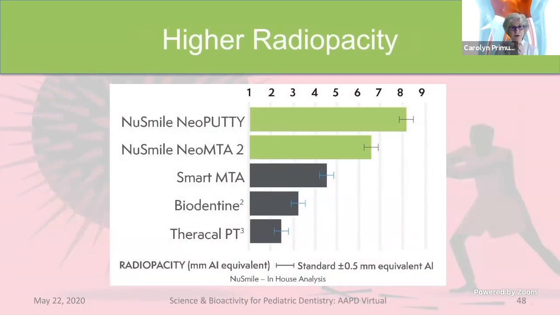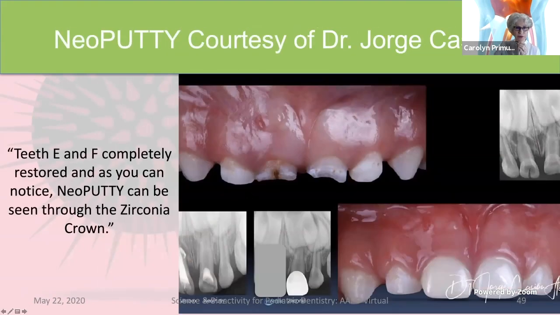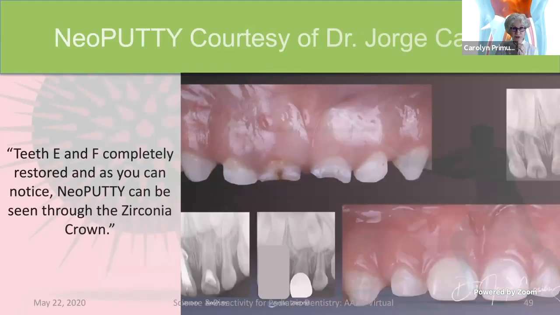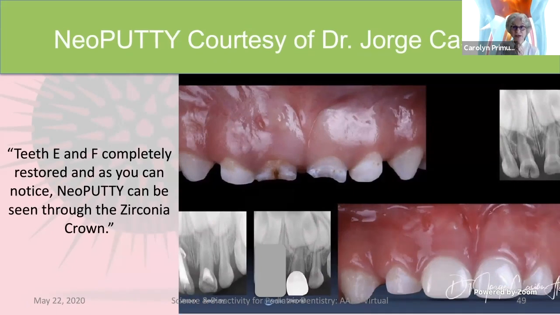I have a little graph building on what we had before to add the New Smile Neo-Putty, which has a higher radiopacity of about 8.1 millimeters of equivalent aluminum, higher than the competitive materials. But Dr. Jorge Cassian has been kind enough to test this material for us and gave us some case reports.